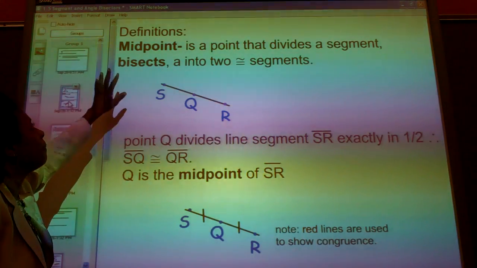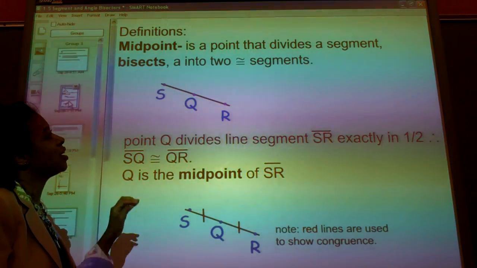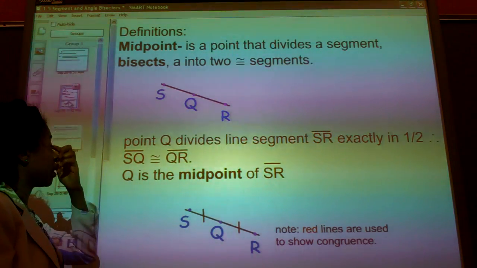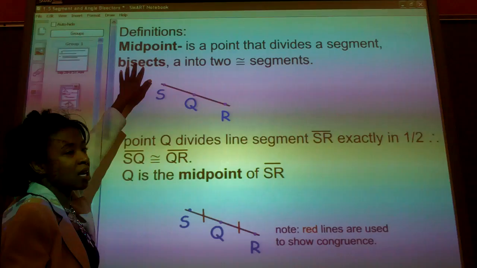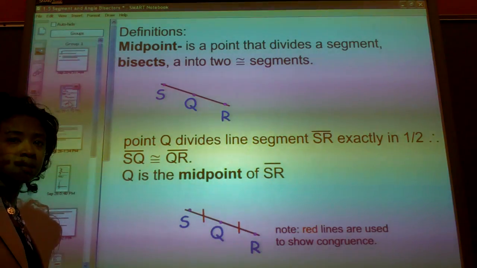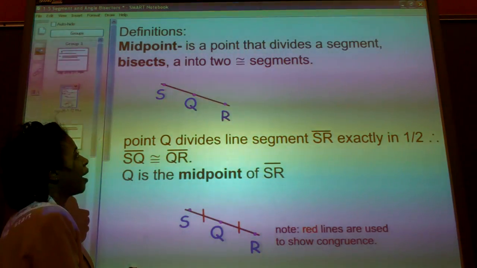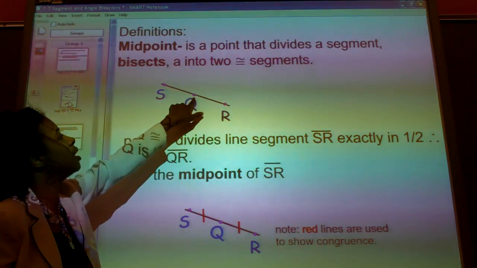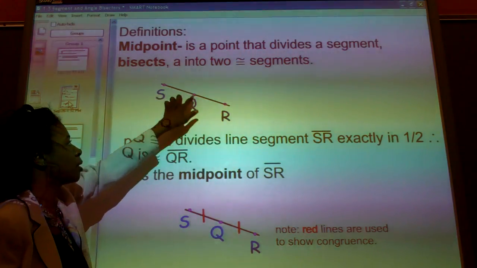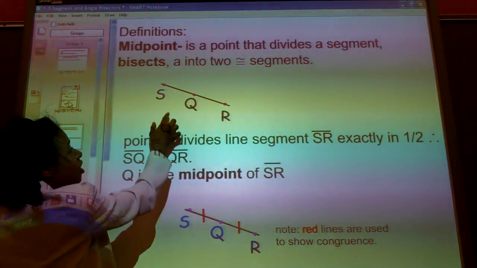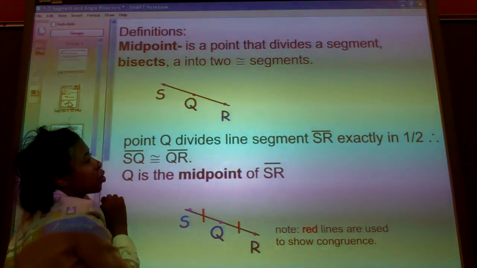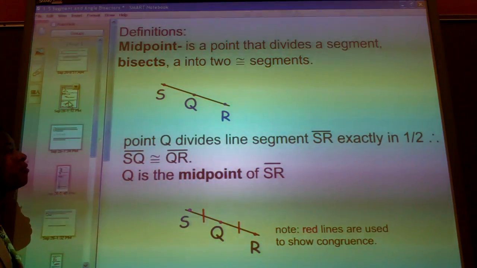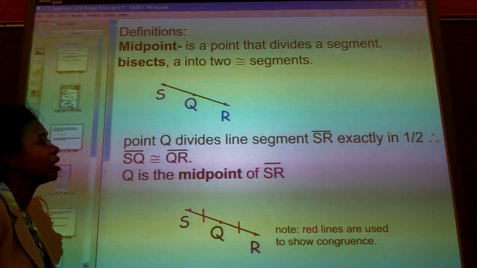Midpoint. A midpoint is one point that divides a segment into two congruent segments. Okay? It bisects. So when somebody says midpoint, that means a segment is exactly in half. So I have line segment SR, and Q is the midpoint. It bisects line segment SR, therefore meaning that the length of SQ is congruent to QR. Right, and it's stated here, the point Q divides line segment SR exactly in half.